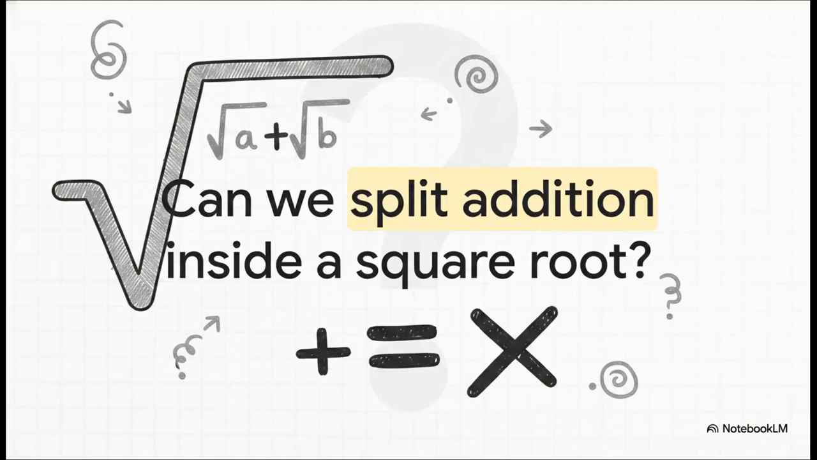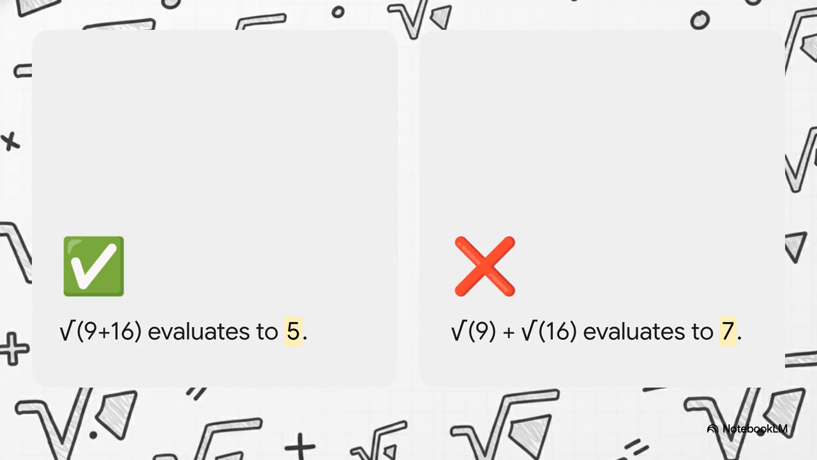Okay, here is the absolute biggest trap in Algebra 1. A direct question for you. Can we just split addition inside a square root? Like, if you see the square root of a plus b, does that equal the square root of a plus the square root of b? Your brain really wants that to be true, doesn't it? Because it just looks so neat and tidy. Well, let's bust this myth wide open with some real numbers.